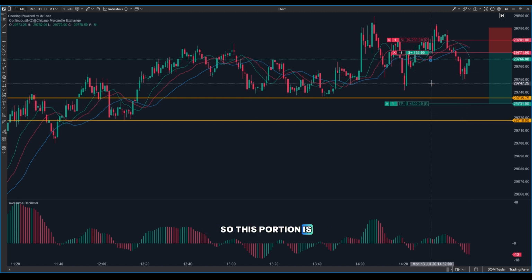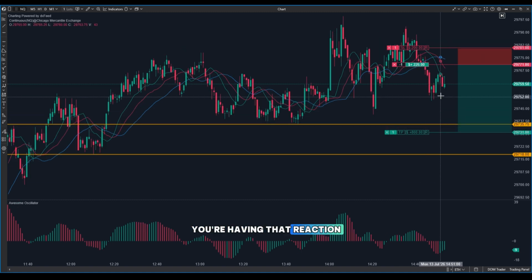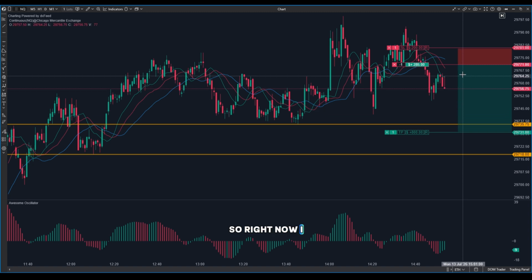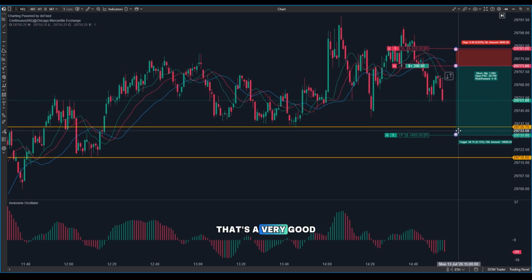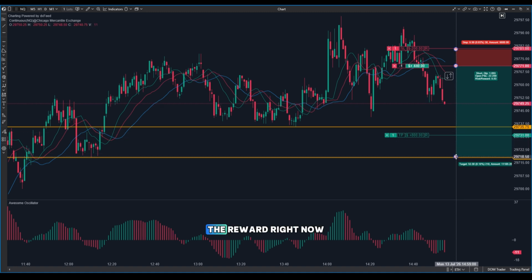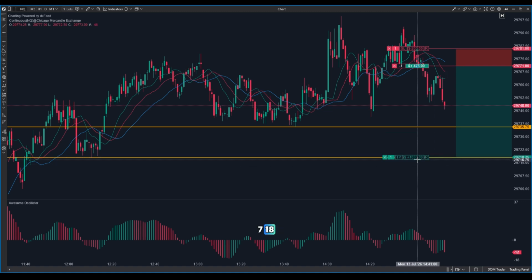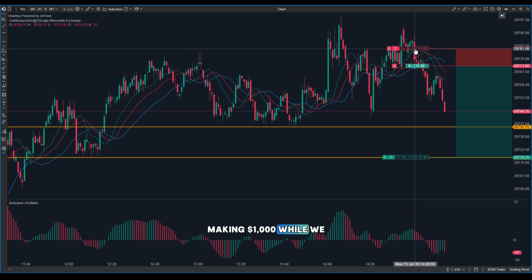So this portion is important. We are having that reaction where I expected. So right now I am moving the profit slightly lower. That's a very good reaction to the price. The reward right now will be 550% of our risk, moving the profit level to $29,718, making $1,000, while we only have $200 at risk.